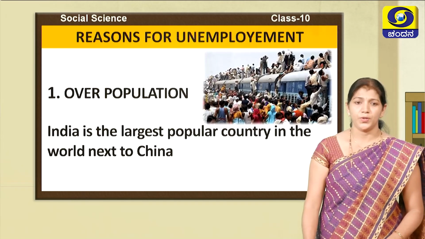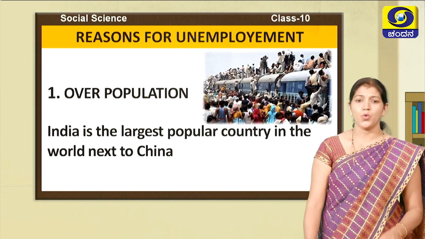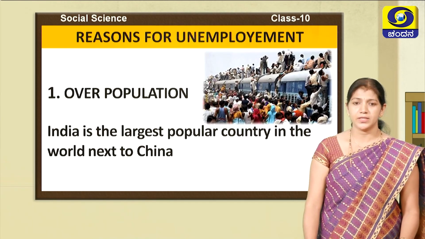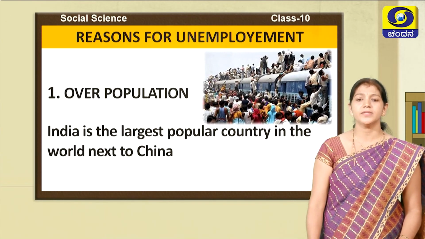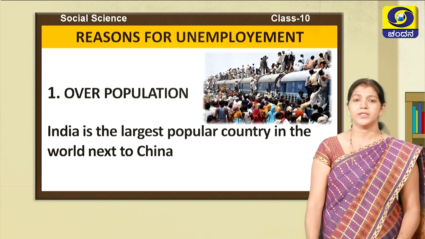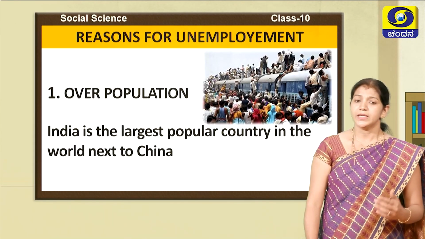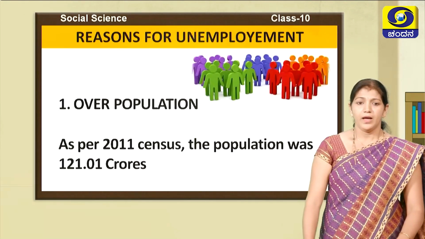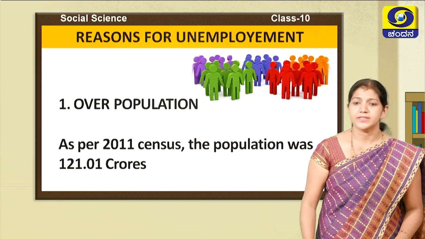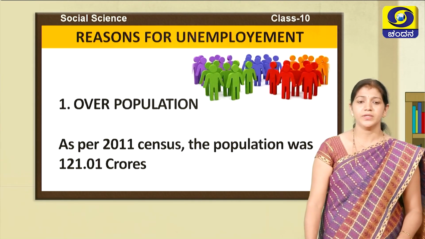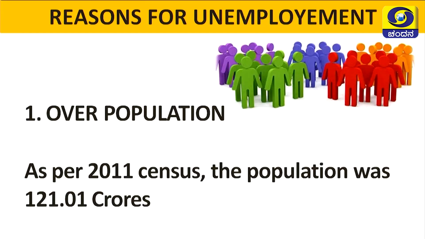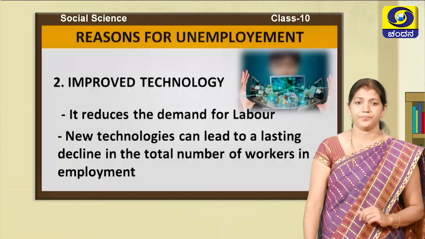Reasons for unemployment. The first is overpopulation. Overpopulation is the major reason for unemployment. India is the most populous country in the world next to China. It means India has the second largest population in the world. As per the 2011 census, the population of India is 121.01 crores. This overpopulation creates unemployment in India.